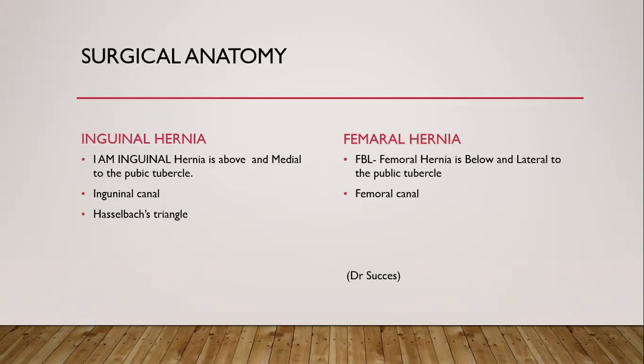So now, surgical anatomy, very, very important. These are the things that we need to know. If we check through the papers, we are going to find most of the things, especially this slide. So surgical anatomy: what are we supposed to know about the inguinal hernia, the famous inguinal hernia, and the famous femoral hernia?